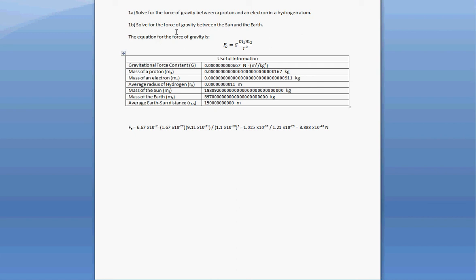Alright, now let's do the second problem here. So the force of gravity is 6.67 times 10 to the negative 11 times, we now need the mass of the sun, which is 1.99. I'm going to just round that number, 1.99, times 10 to the, well, now we have a really big number, so we're still going to move the decimal from here to there.